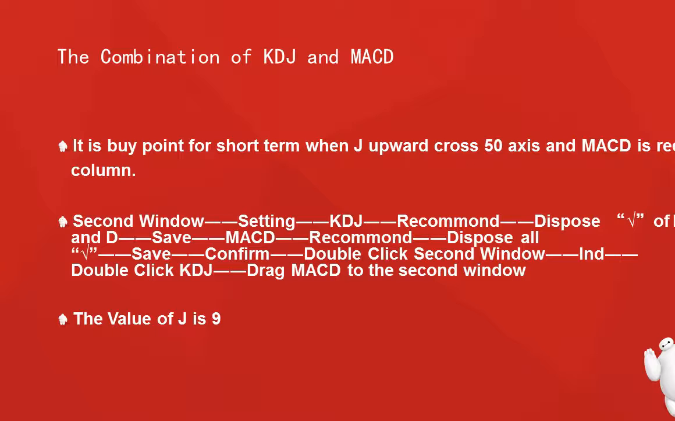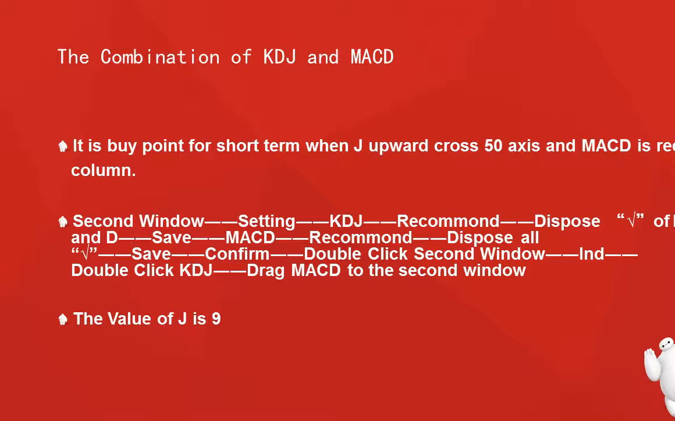Okay, so this time we will learn how to combine two functions. The first one is KDJ, the next one is MACD, okay? So how to combine the KDJ and the MACD? The first one is a buy point for short term when J upward crosses the 50 axis and MACD is red color. So the premise is that this is the buy point, okay? So you should know that. The 9 days J upward crosses the 50 axis, and the MACD is red color. This is the buy point, okay?